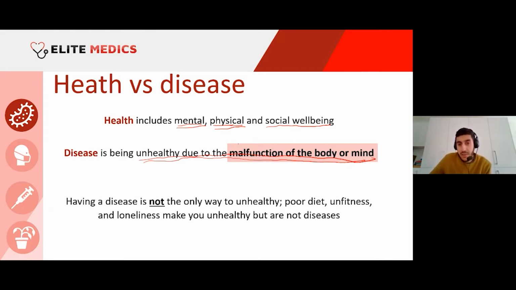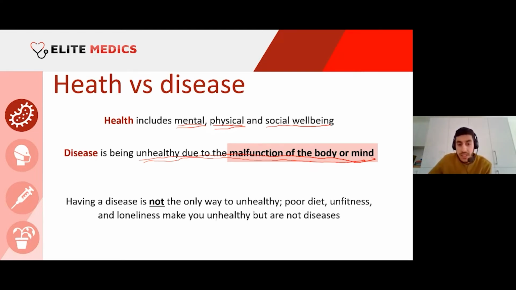So again, sometimes what you don't see. People have mental health diseases, people have depression, for example, or have psychosis like schizophrenia. That is a disease of the mind, and it might not be visible, but it's there, and it's a diagnosable disease. So think of health and disease going hand in hand, health involving mental, physical, and social, and then disease being a malfunction of that health, basically.